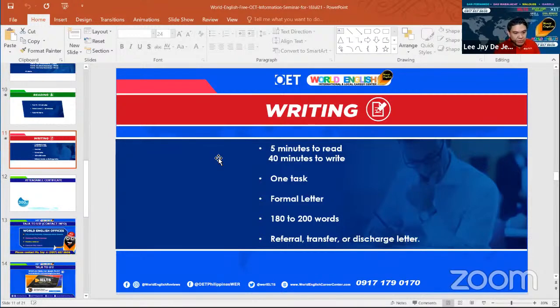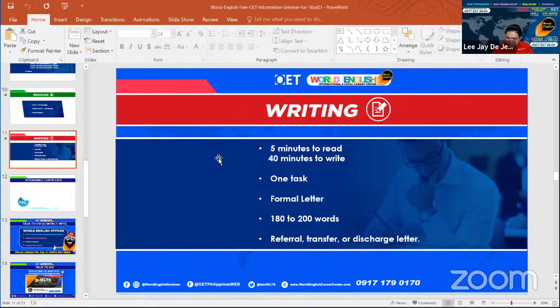Some more good news. You have a lot of time to do this because you will have 5 minutes to read the case notes. Okay. And you're not allowed to write anything during the 5 minutes. You're not even allowed to make markings during that 5 minutes. Okay. And then you have 40 minutes to write. How many words are you supposed to write? 100 to 200 words. That's the suggested range.